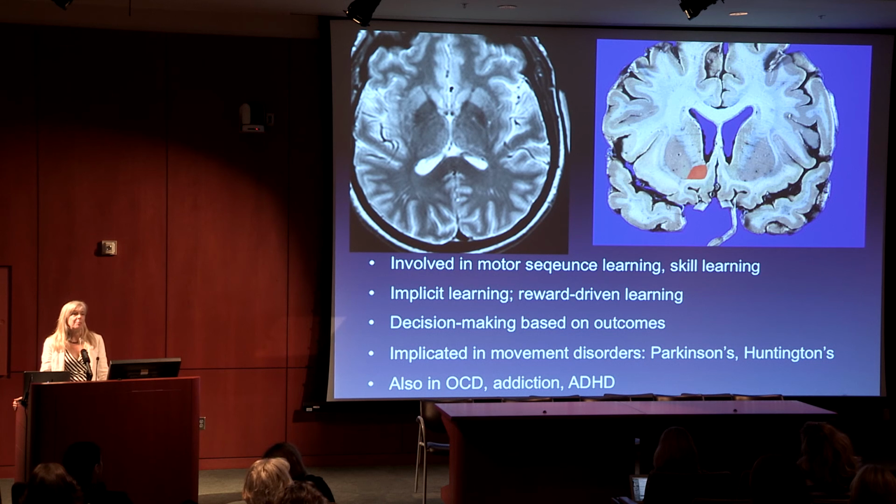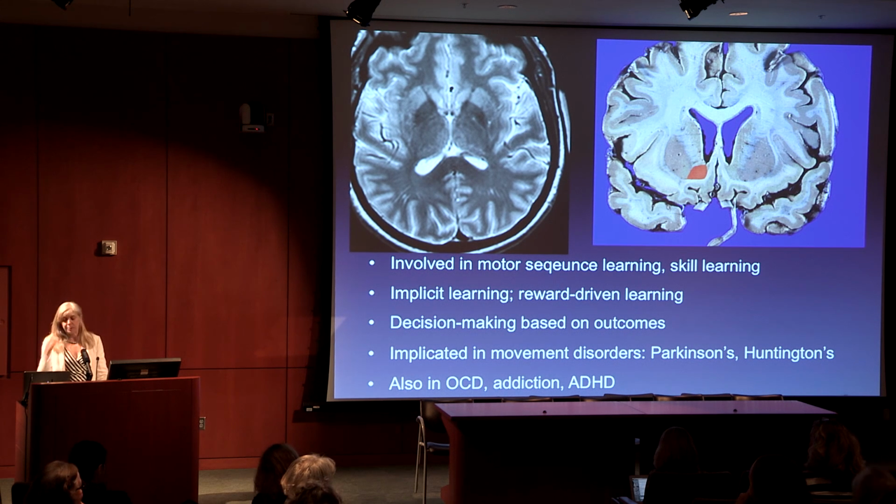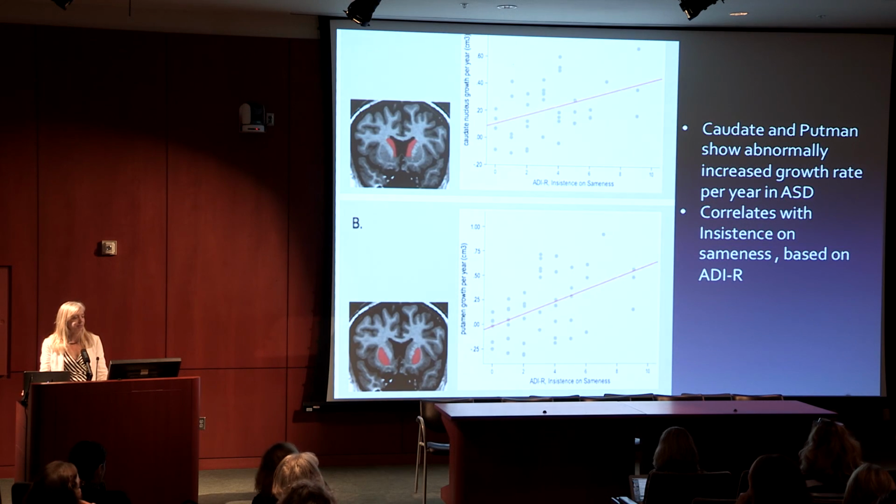So basically making a decision based on your implicit assumptions about whether you're going to have a positive or a negative outcome. It's implicated in movement disorders, so Parkinson's disease is affected in this area of the brain, Huntington's disease, a lot of other movement disorders, but it's also been implicated in obsessive compulsive disorder, in addictions, and in ADHD. So this is a very important area of the brain with a lot of different substructures with functions that are relevant to many of the problems that we see in autism.